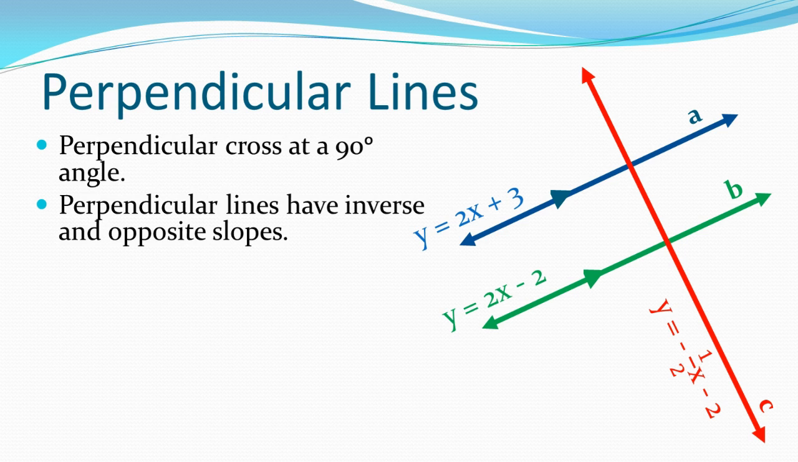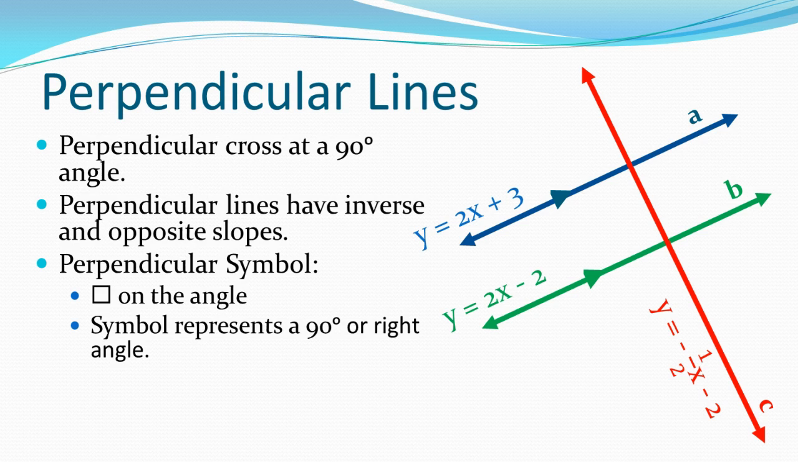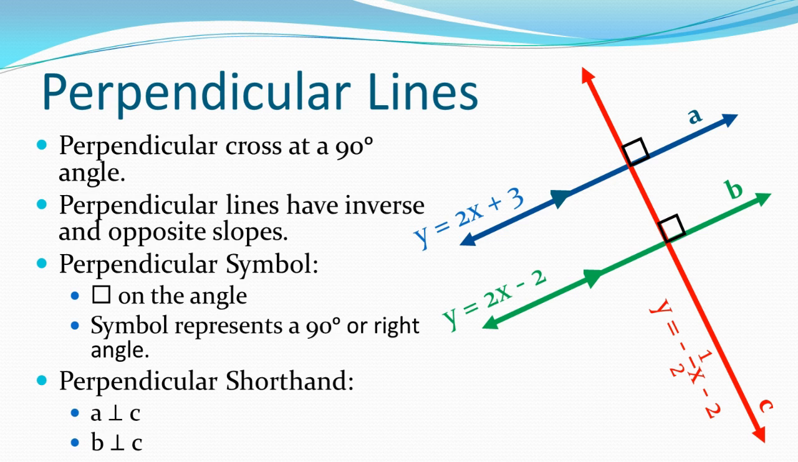When we draw perpendicular lines, we like to symbolize that there's a 90-degree angle by putting a little square on the angle. This symbol represents a 90-degree or right angle. So I would draw it right where they interact, right where they cross. A little square to say this is a 90-degree angle. When we write it out by hand, we could say that A is perpendicular to C. Line B is also perpendicular to C. If you notice, the perpendicular symbol looks a lot like two perpendicular lines. Two lines making a 90-degree angle with one another.